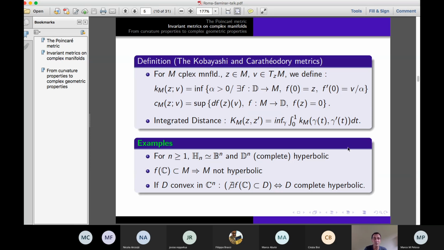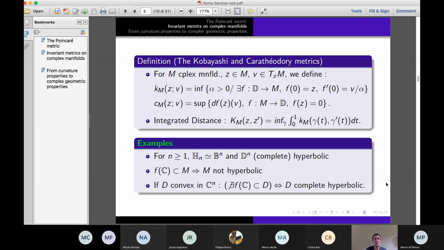I just gave two versions of the unit ball. B^n is really the unit ball, the norm of z less than 1, and H^n is the unbounded version. But you also have D^n. D^n is the polydisk, so it's a product of n copies of the disk, and it's also complete hyperbolic.